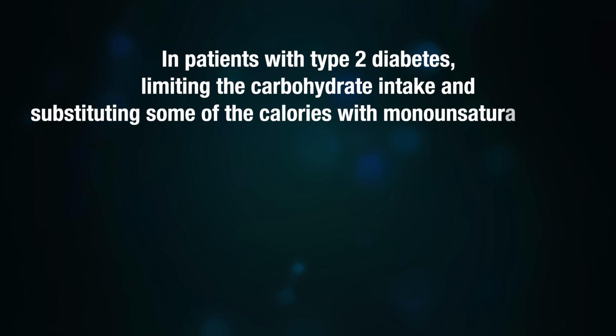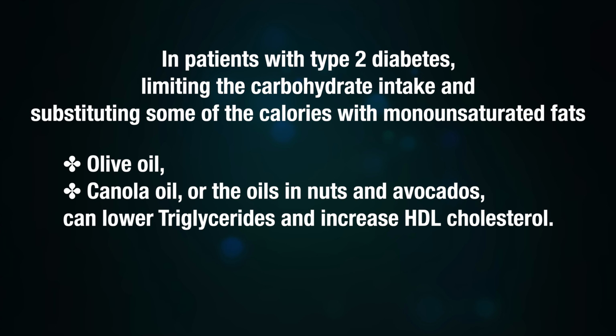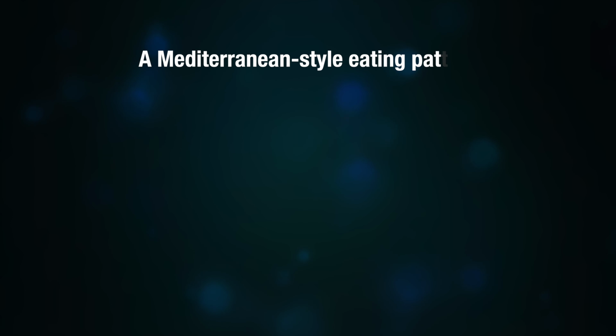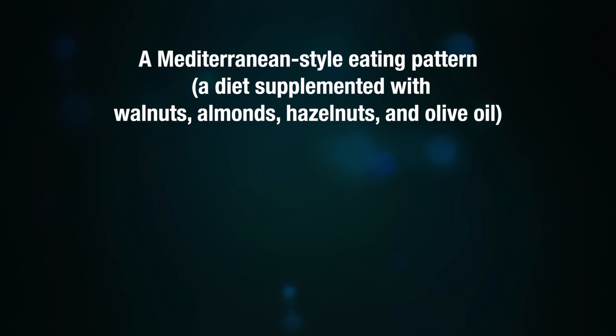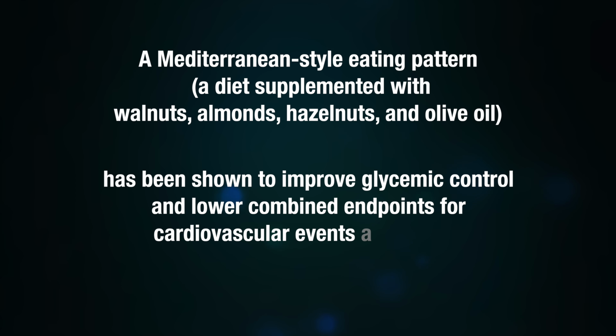In patients with type 2 diabetes, limiting the carbohydrate intake and substituting some of the calories with monounsaturated fats such as olive oil, canola oil, or the oil in nuts and avocados can lower triglycerides and increase HDL cholesterol. A Mediterranean style eating pattern, a diet supplemented with walnuts, almonds, hazelnuts and olive oil, has been shown to improve glycemic control and lower combined endpoints for cardiovascular events and stroke.